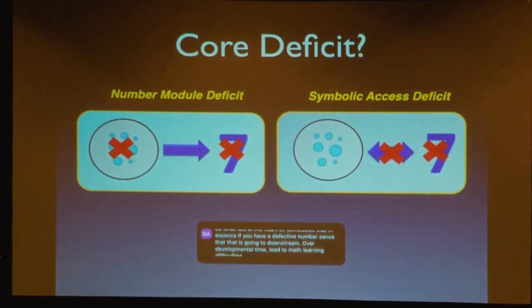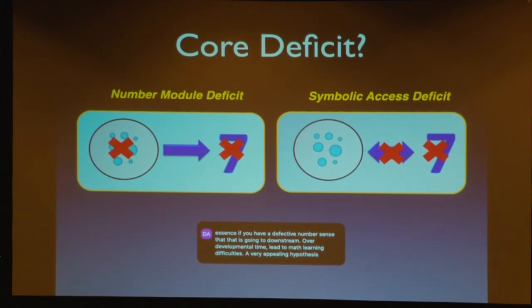A very appealing hypothesis. But in this realm, there have been two possible core deficits that have been proposed. One of them is that, yes, you're born with a defective, what might be called a number module, and then you're essentially doomed. What a terrible prospect, right?